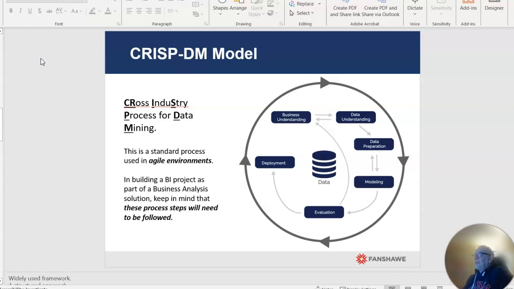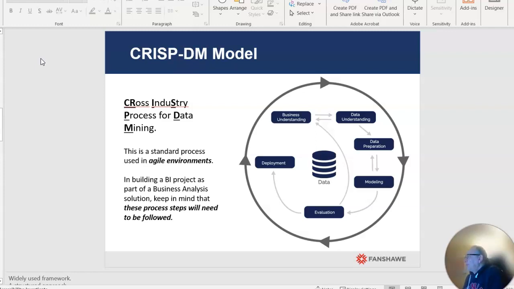The first stage is the business understanding. This is where we define the objectives of the project, identify key factors that can contribute to the success of the project, and establish a clear understanding of the problem.